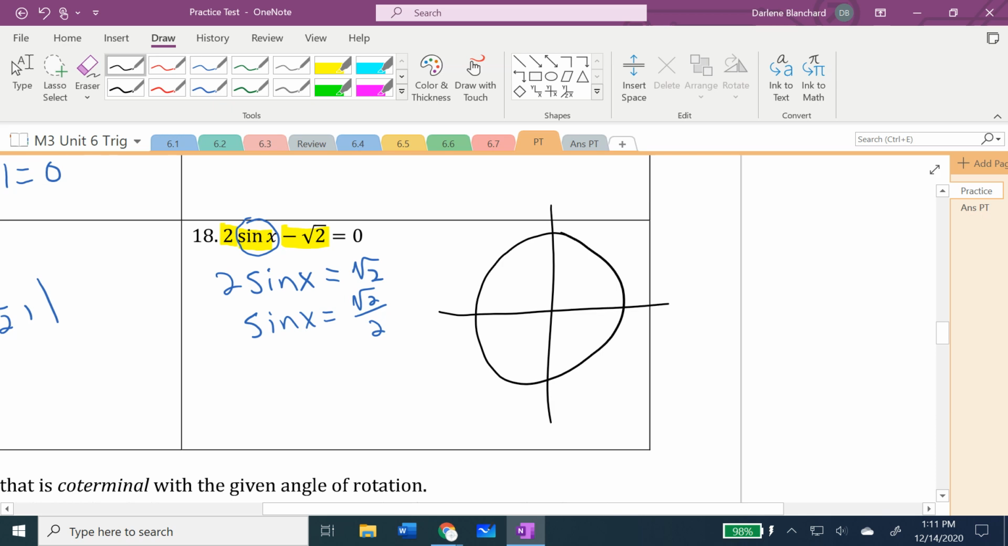Sine represents y coordinates, and the positive y coordinates go 1/2, √2/2, √3/2. We're on the middle one, and the middle one is what cuts the quadrants in half, and that gives us our 45 degrees and 135 degrees.